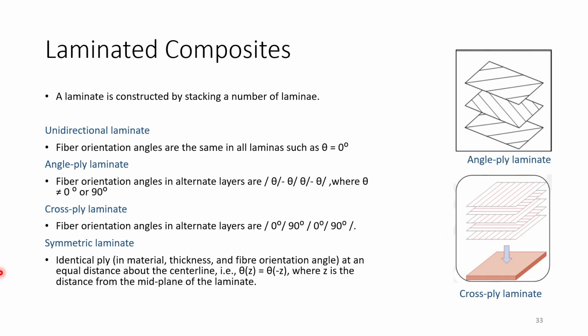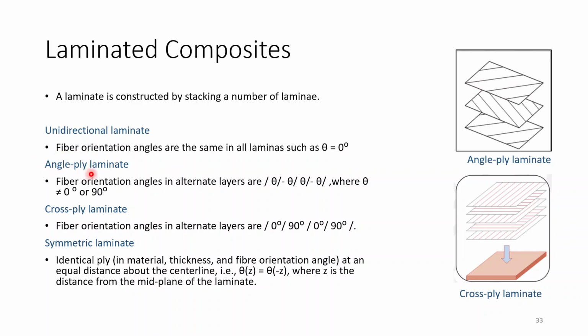Next up we have laminated composites. A laminate is constructed by stacking a number of laminae. By changing the orientation of these layers, it can be of 4 types. First is the unidirectional laminate. In this case, the fiber orientation angles are the same in all laminates, such as theta equals 0 degree, so you won't be changing the angle.